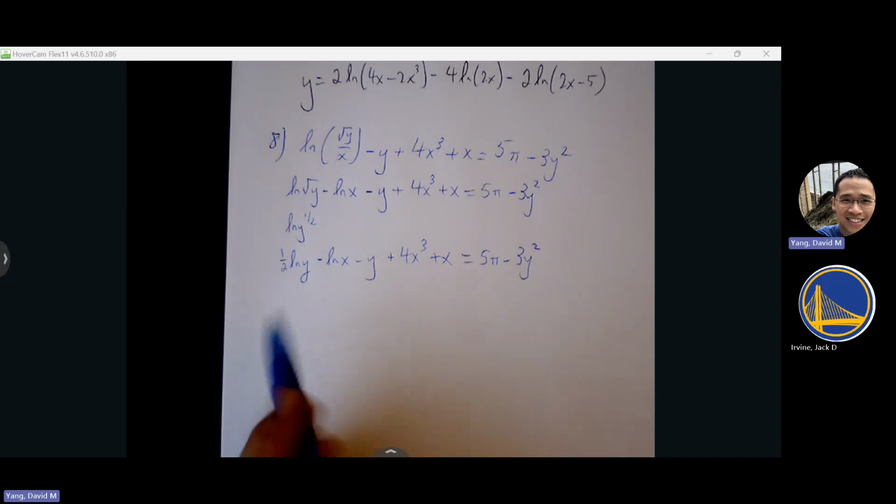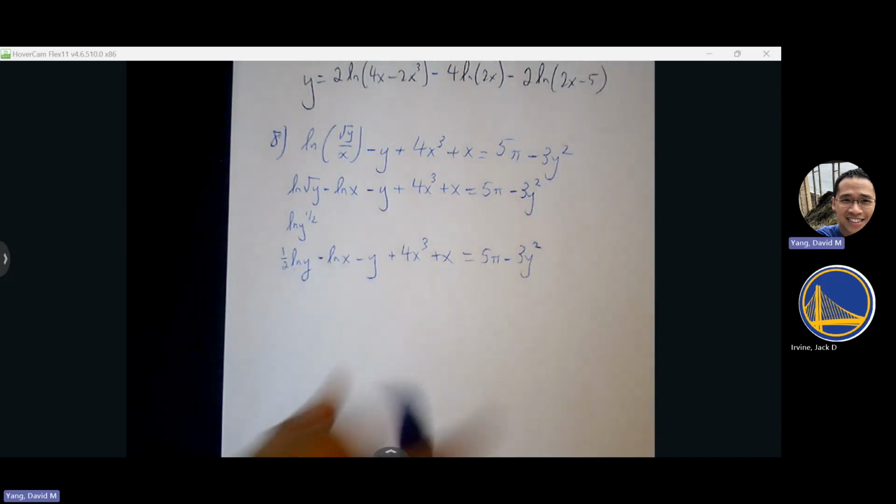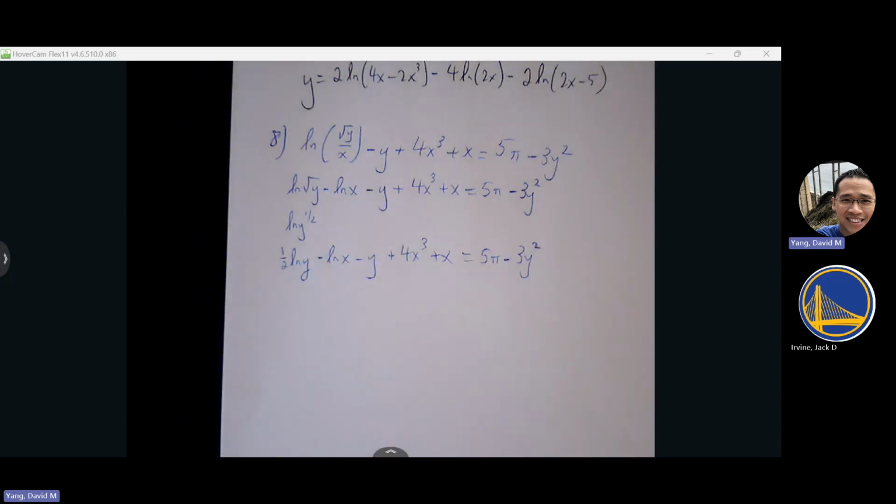Okay, from here we can find our derivative. U prime over u for the natural logs. We have 3 different y variables, so we're expecting 3 dy dx's to show up.